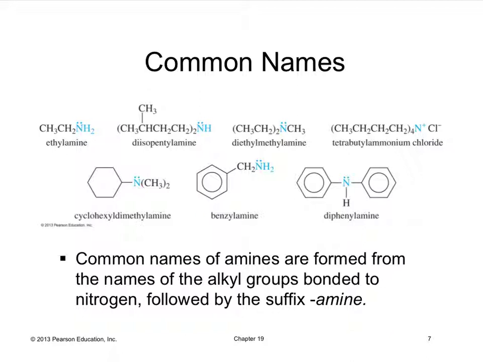Common names of amines are formed from the names of the alkyl groups bonded to the nitrogen, followed by the suffix amine. So this is two carbons, which will be ethyl, followed by amine. This is isopentyl. There are two of them, so this would be diisopentylamine. This is ethyl, two of them, and one methyl, so it's diethylmethylamine. Then tert-butylammonium chloride, cyclohexyldimethylamine, benzylamine, and diphenylamine.